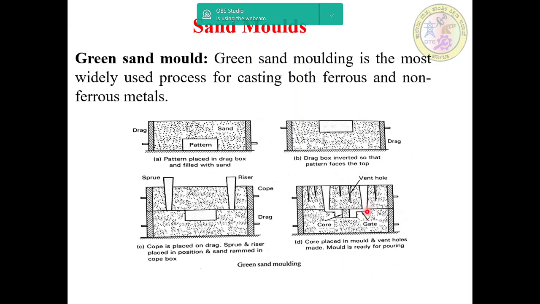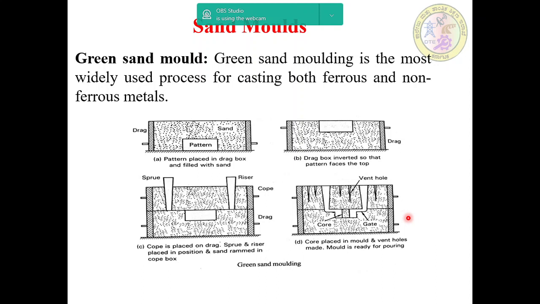On this side also you can cut the gates and then assemble. Now the core is placed above the mold, and these are the vent holes shown here. They allow the easy escape of gases, and then the mold is ready for pouring the molten metal. This is the basic procedure for making the green sand mold.